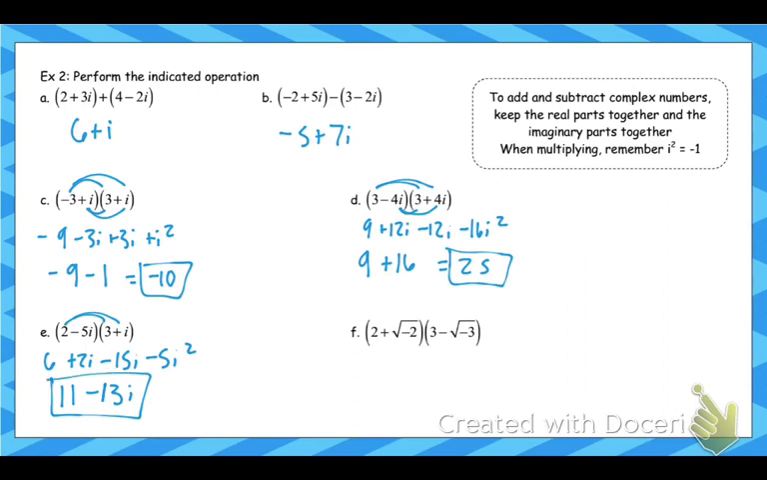So the reason that that second one worked out the way it did and those middle terms canceled is because those were conjugates of each other, just like we talked about with square roots. And if you notice, that's a difference of squares. And in a difference of squares, those middle terms cancel.